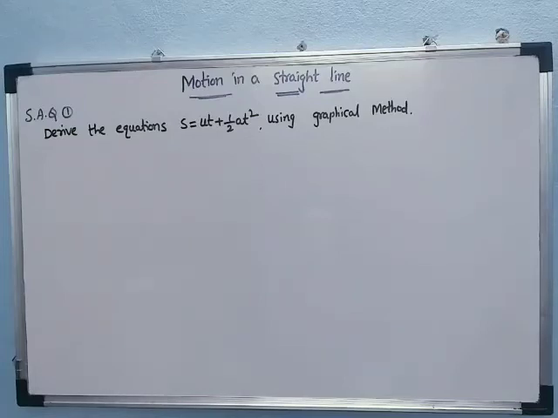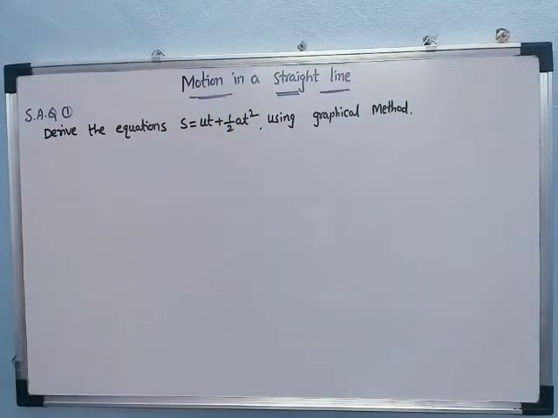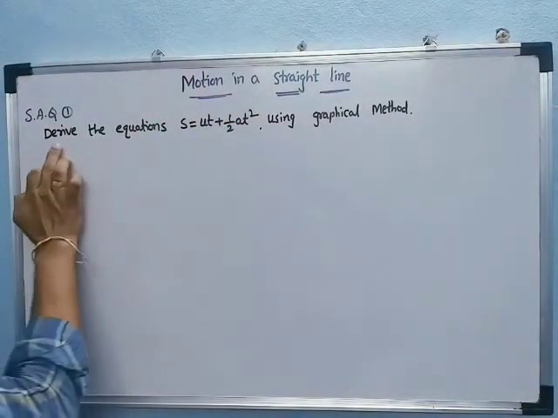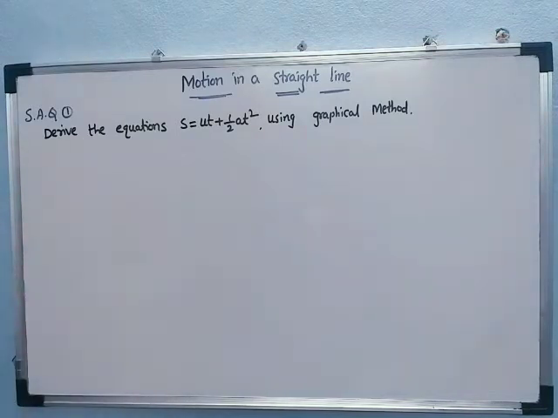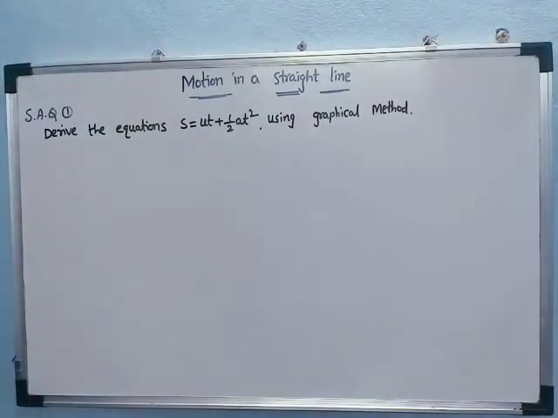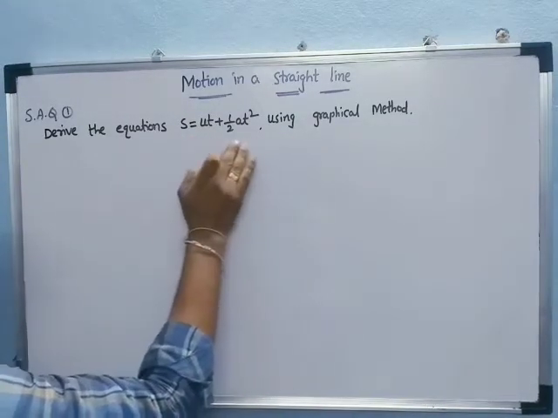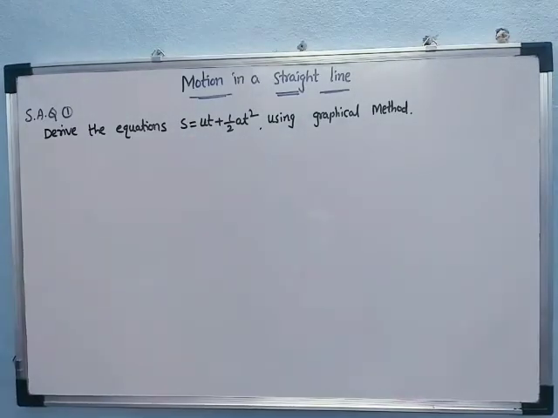We're discussing the chapter Motion in a Straight Line. Short answer questions. Short answer question 1: Derive the equation s = ut + ½at² using the graphical method. Using the graphical method, we can derive s = ut + ½at².